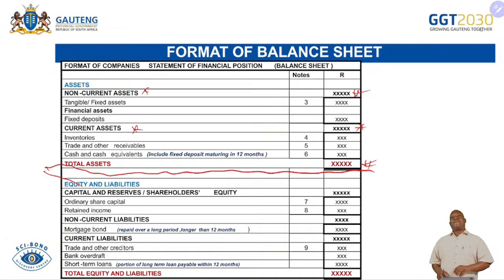When we get to liabilities, we split them the same way we did with our assets into non-current and current. The non-current one, only one item is found there, which is our loan, the mortgage bond. And then when it comes to the current liabilities now, we are looking firstly at trade and other payables. And then we have got bank overdraft, if it's there, which is not an item that is always found there. And then we have got the short-term loan.